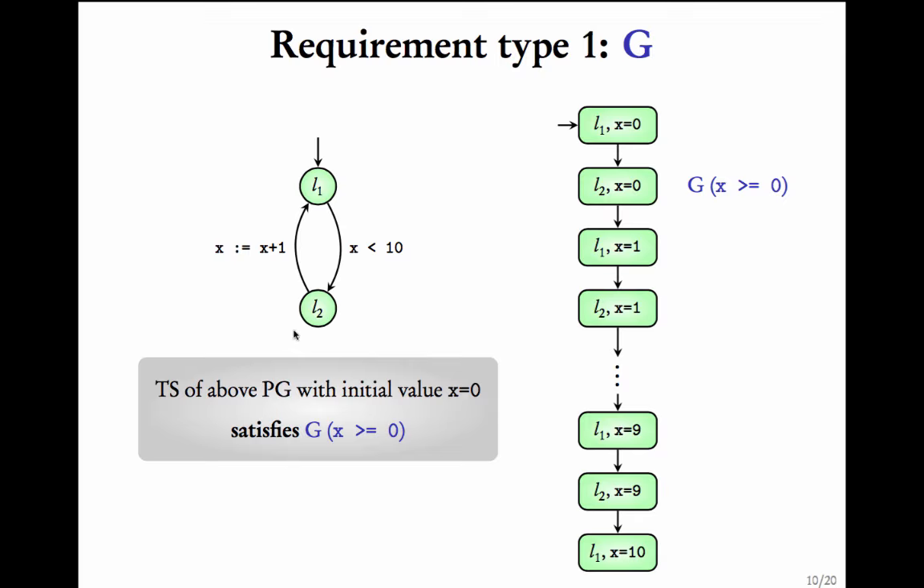We will say that this program graph satisfies G x greater than or equal to 0 when the initial value of x is 0. Let us see another example.